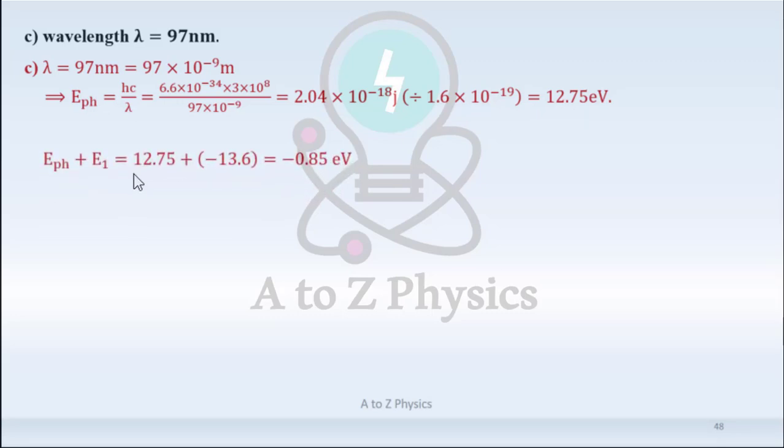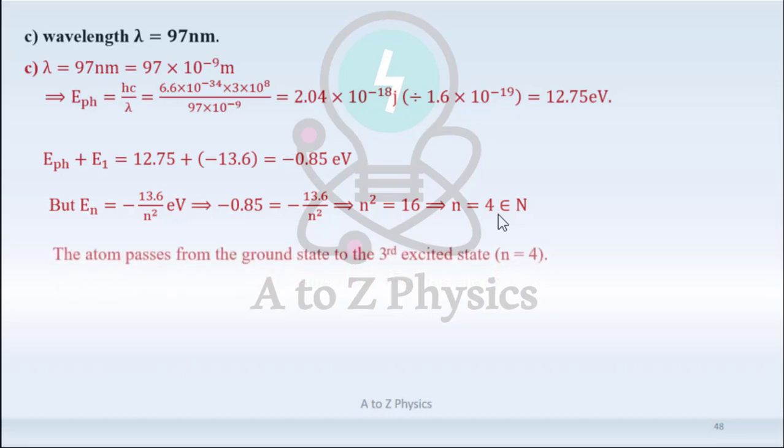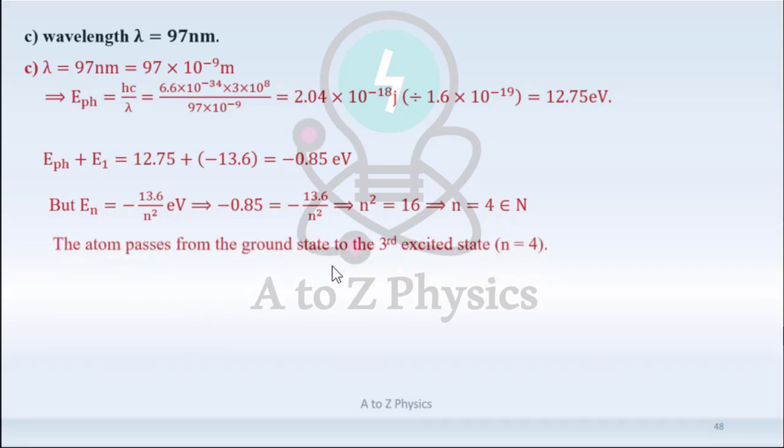Now E photon plus E1 equals 12.75 electron volt plus minus 13.6, equal to minus 0.85 electron volt. When we calculate the value of n, we will have n equal to 4, and it is an integer belonging to the natural numbers, so the atom passes from the ground state to the third excited state, n equal to 4, and in this case the photon is absorbed.